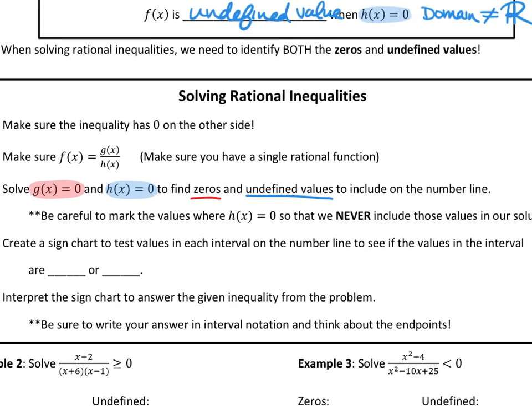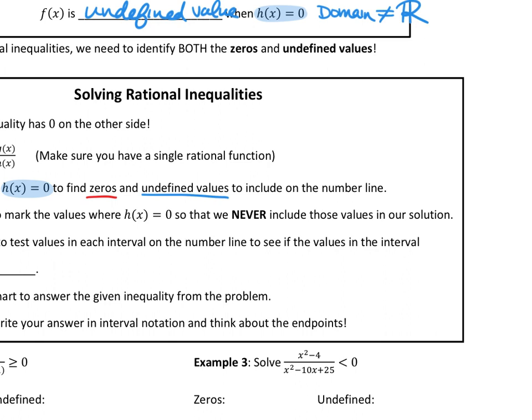If we don't want to include them in our solution, when they're on the number line, should they be an open circle or a closed circle? If we don't want to include it, is it opened or closed? Open. So write that note for yourself. This is going to be an open circle on your number line. No matter what inequality I give you, the undefined values are always breaks in the domain. They're always open circles.